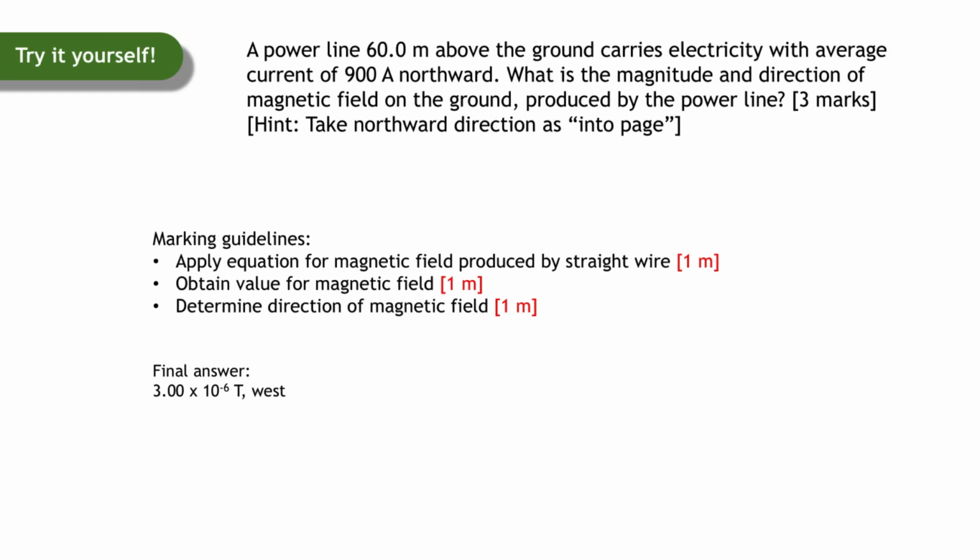Now, it's time for you to try this yourself. Consider a power line positioned 60.0 meters above the ground, carrying a current of 900 amperes northward. Your task is to find the magnitude and direction of the magnetic field produced on the ground directly below. As a hint, you should treat the northward direction as being into the page. After applying the straight wire equation, you should find that the field magnitude is 3.00 by 10 to the -6 Tesla and points toward the west.